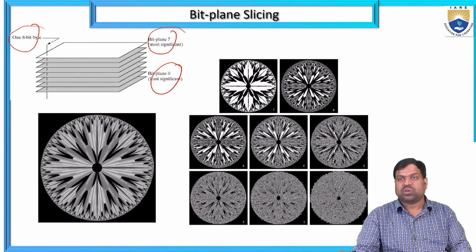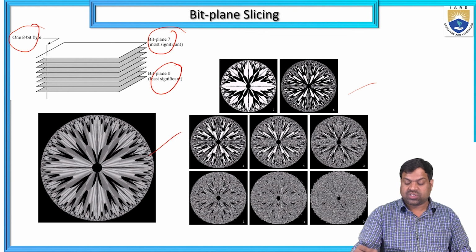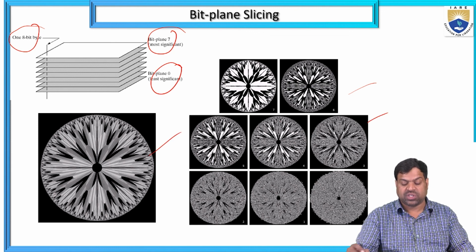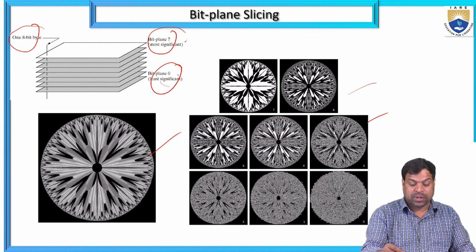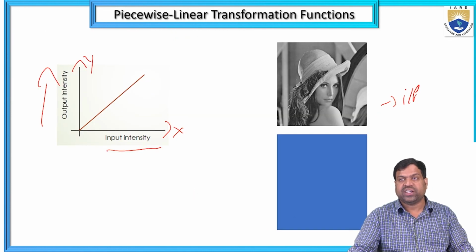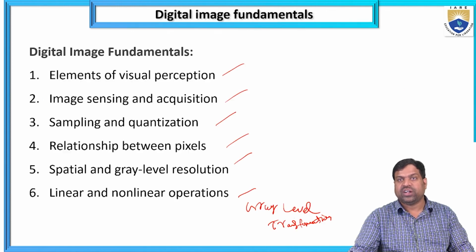These are some examples of bit plane slicing. There are different images, and we are adjusting the brightness of the images. That is bit plane 0 to bit plane 7, from 1 bit to 8 bit, and the least significant bits. And the piecewise linear transformation function has input intensity and output intensity, the balanced values.